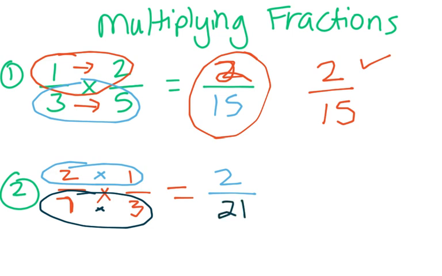Let me think. Can I count by a number and get to both 2 and 21? If I count 2, 4, 6, 8, 10, 12, 14, 16, 18, 20, 22. Nope. I can't count by 2s. And the only other number I can count by to get to 2 is 1. So I'm 1 and done. This is our final answer.